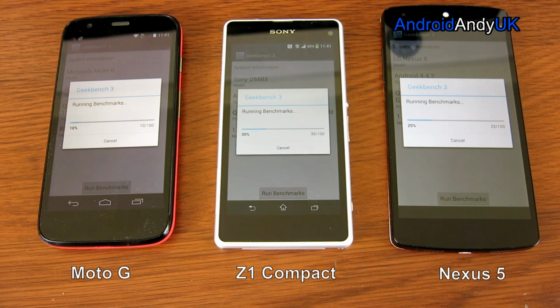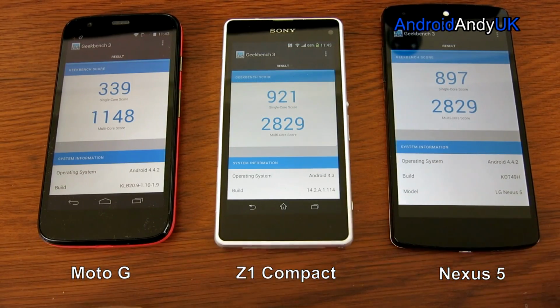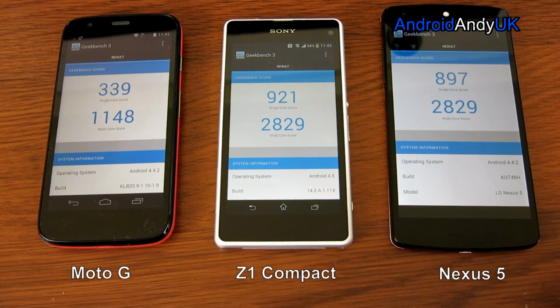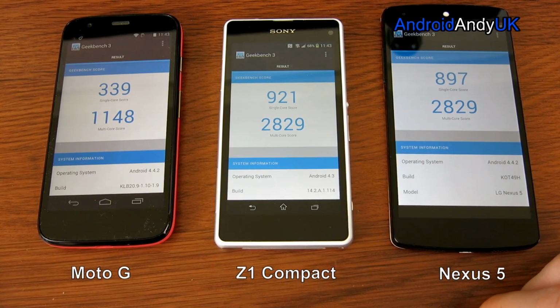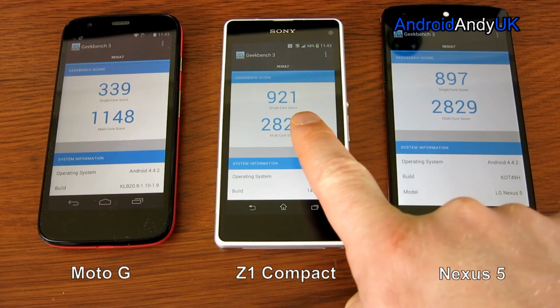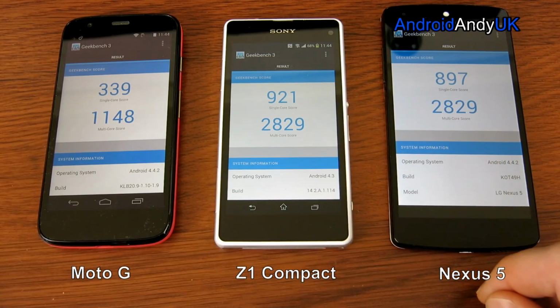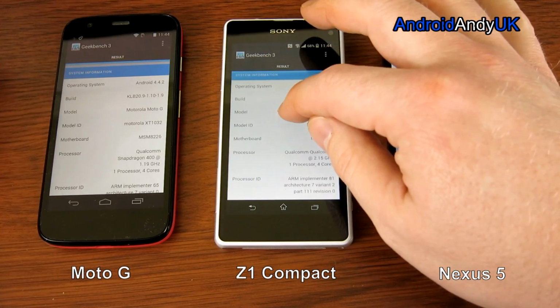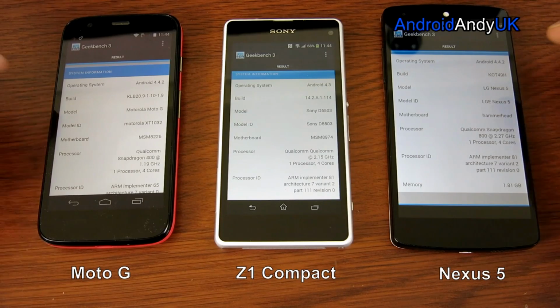As usual, I won't bore you with the whole thing. I'll come back to you in a moment. So I can tell you the two on the right, the Z1 Compact and the Nexus 5, both took basically the same time to run. The Moto G, I was waiting a good minute or so, and you can clearly see the differences in the scores. Interestingly, single core, the Z1 Compact beat the Nexus 5, but multi-core they exactly matched. The Moto G lagging a long way behind. I'll just let you see some of the information below. Might be important to you.